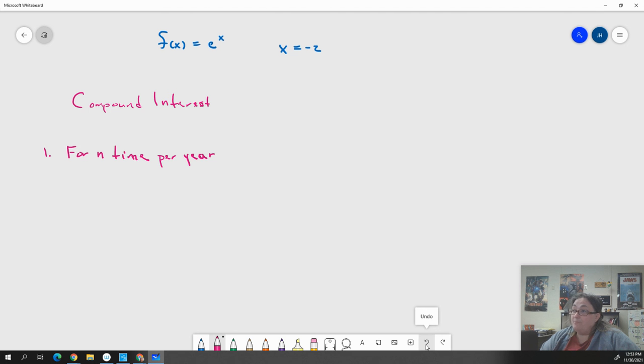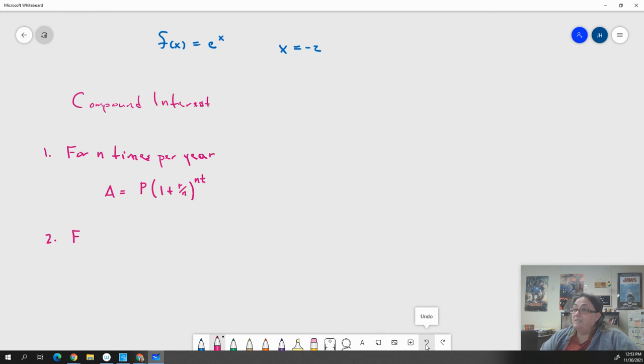But for n times per year, you're going to use the formula A equals P times 1 plus R over N, which is rate over number of times per year, raised to the power of number of times per year times the time it's kept there. And I'll list all those things on the side here in a second.